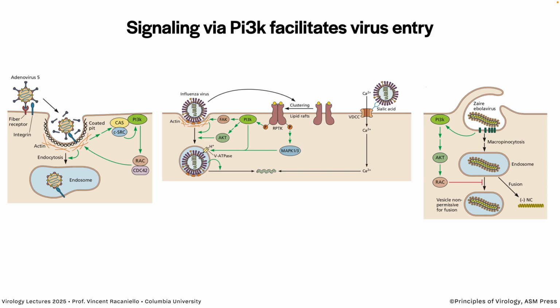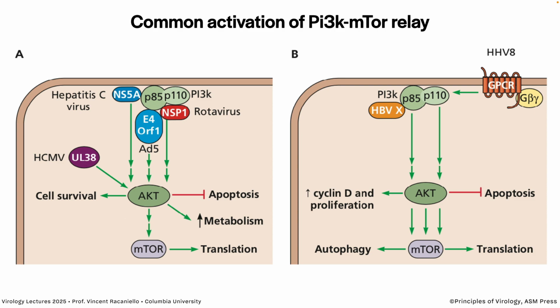So you stop the trafficking at the endosome, and the virus then, you may not remember, but it binds an endosomal receptor and the nucleocapsid gets out, right? So this vesicle would be not permissive for fusion, so it doesn't happen because of the activation of this signaling pathway. Three examples of how signaling is modified in virus-infected cells to stimulate entry.